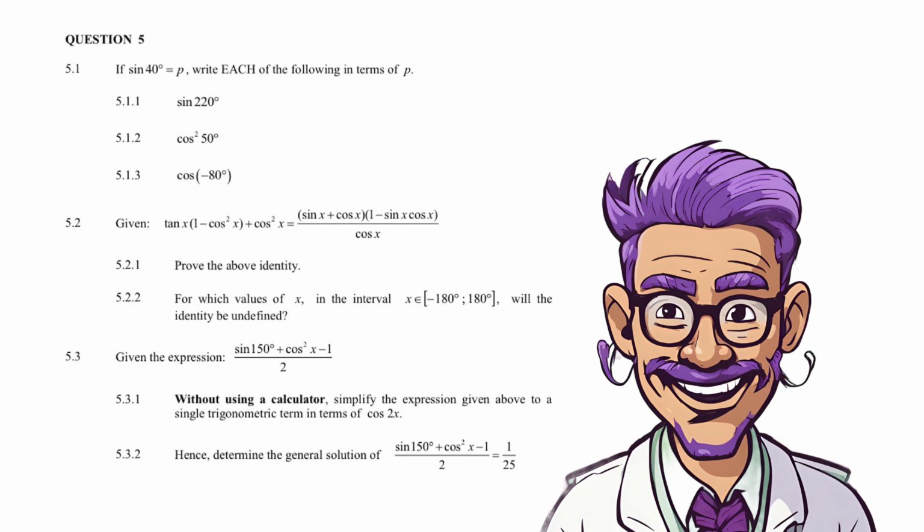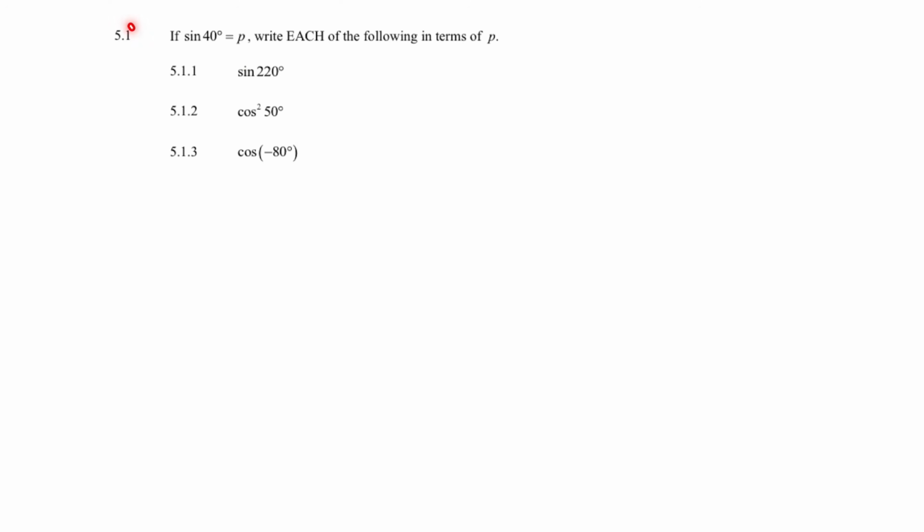Moving on to question 5 of paper 2 of June 2024. 5.1. If sine 40 degrees is equal to p, write each of the following in terms of p.